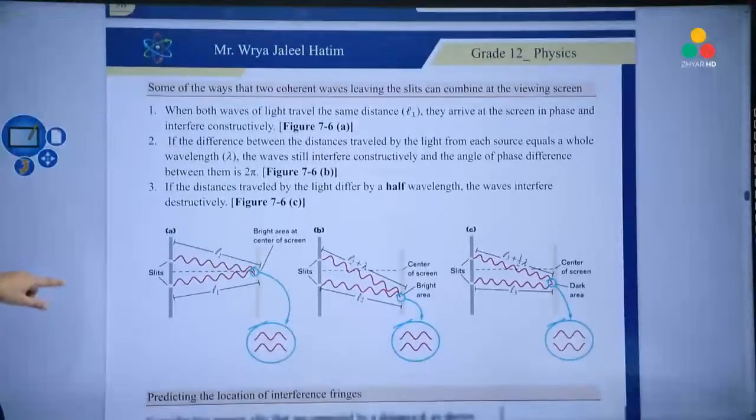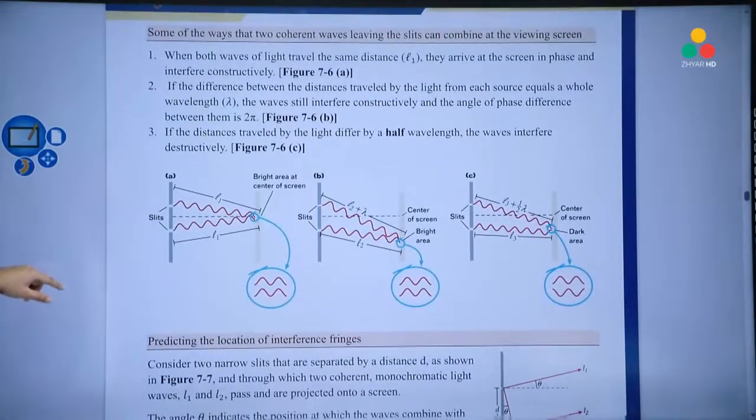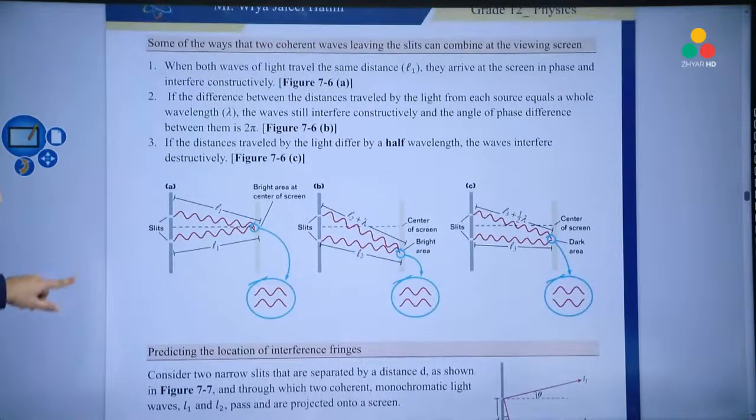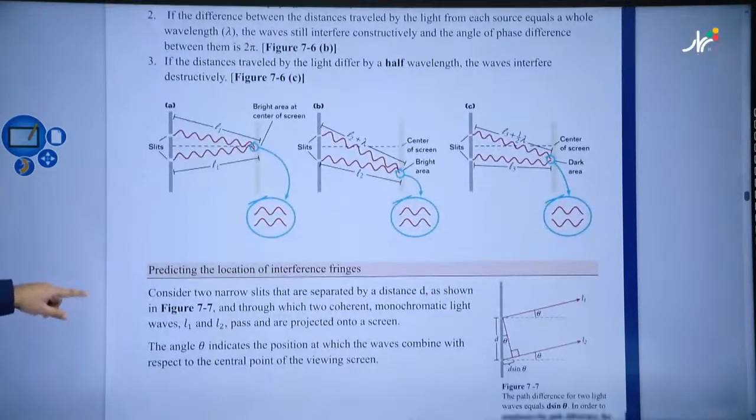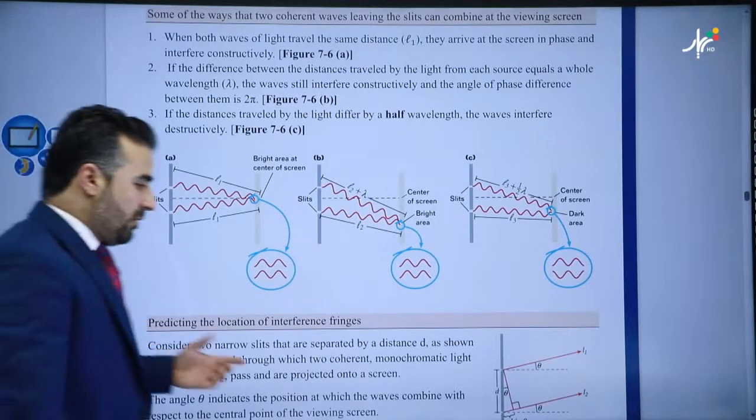Okay, those are some of the ways that 2 coherent waves leaving the slit can combine at the viewing screen. I believe this is where we're going to stop for this session. Next session, inshallah, we'll continue from this and forward.